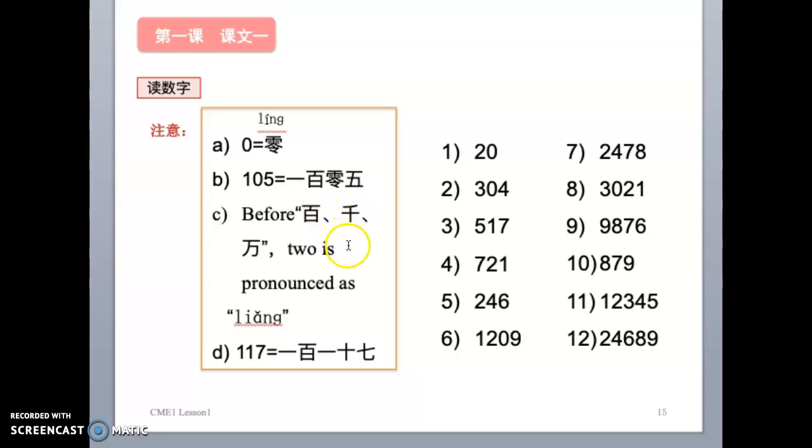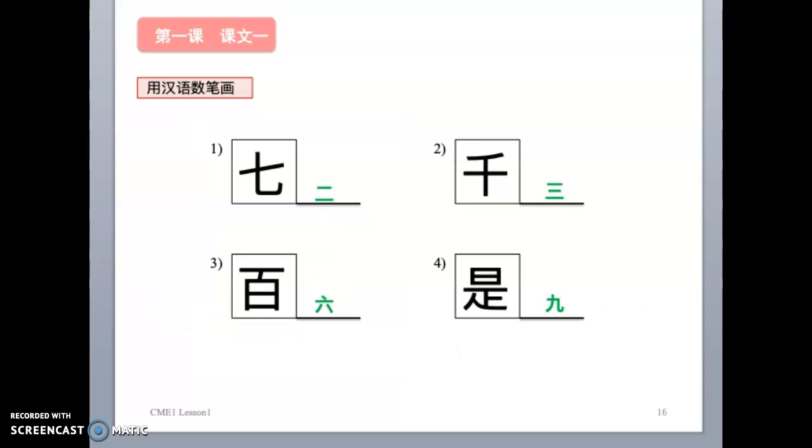And before Bai, Qian, and Wan, they put 2 as Liang. It's a little nuance there. Here they're showing you with 117, it's Yi Bai, Yi Shi Qi. It's not just Yi Bai and Shi Qi. They put a Yi, they name that 1 in there. And then they challenge you to read these numbers from the smaller ones to the larger ones. Try and figure out what those are as you're learning the numbers in this lesson.